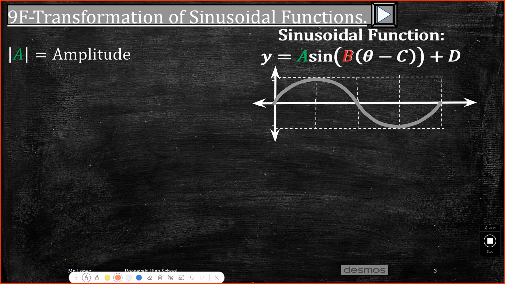B, we just did that. What did B do? What was this B about? It deals with the horizontal. So it deals with how many birds there are from 0 to 2 pi. If B is 2, you'll see 2 birds. If B is 4, you'll see 4 birds from 0 to 2 pi. On and on. So it means how many cycles do you see from 0 to 2 pi?